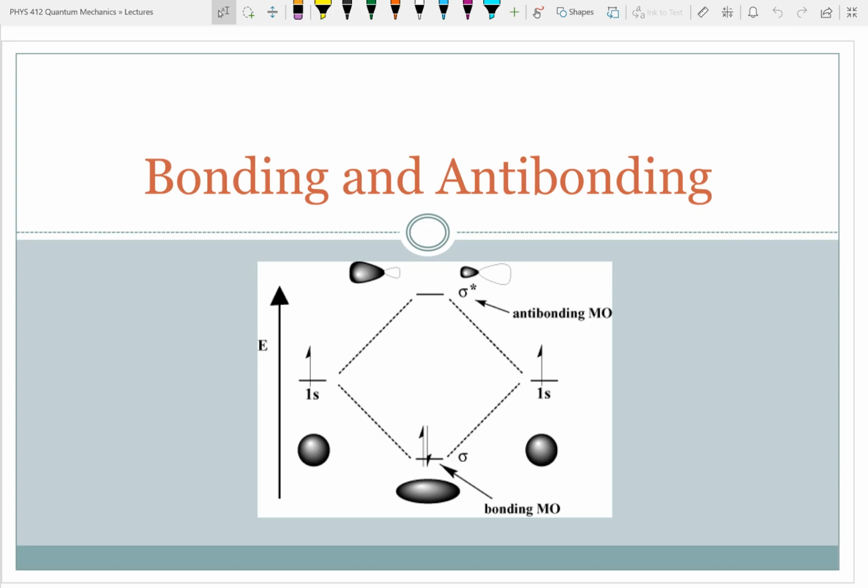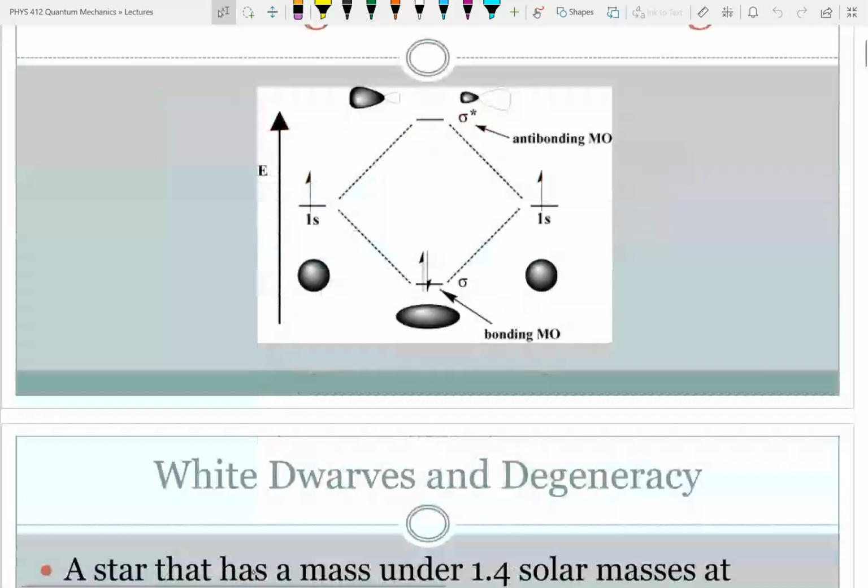We will get to the topic of bonding and anti-bonding, I promise. But first I have to answer the questions that I brought up when I was just speaking off the cuff without preparing last class about the electron degeneracy with white dwarfs and neutron stars.